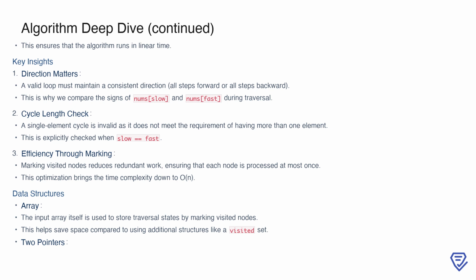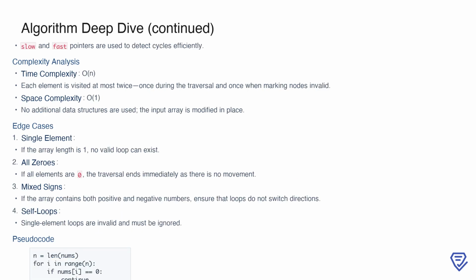The input array itself acts as the data structure for storing traversal states, saving space compared to using additional structures like a visited set. This space-saving approach, combined with the use of 2 pointers, makes the algorithm both efficient and elegant. The slow and fast pointers are essential for detecting cycles efficiently.